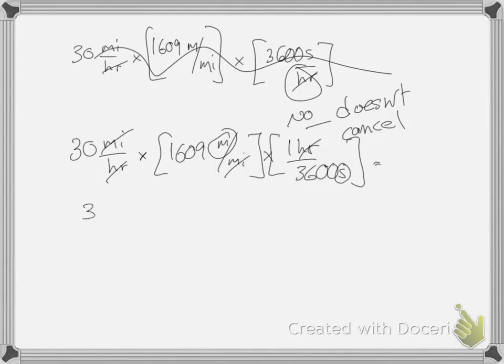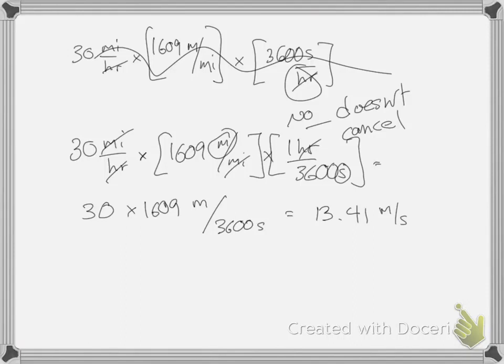So that was the answer to the clicker question, but let's do it out in numbers. You've got 30 times 1609 meters divided by 3,600 seconds, and that equals 13.41 meters per second. So 30 miles an hour is 13.41 meters per second.